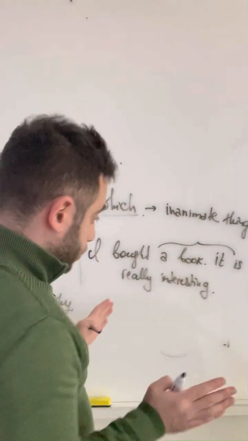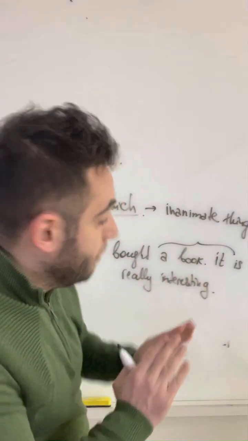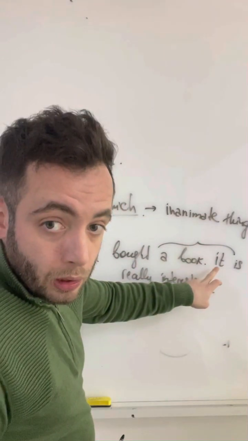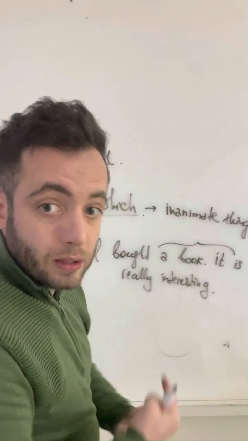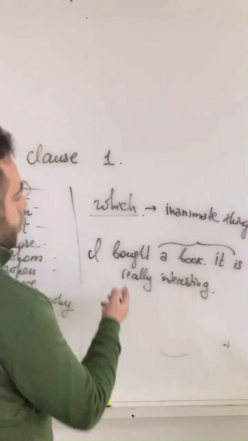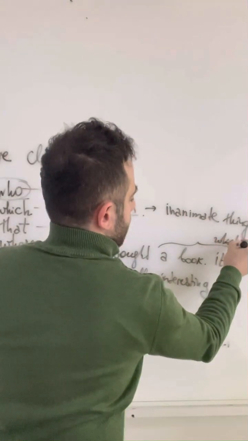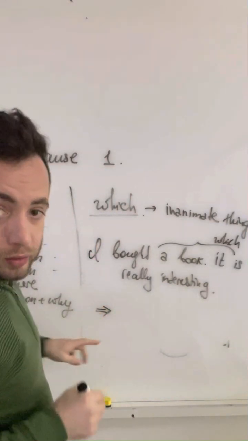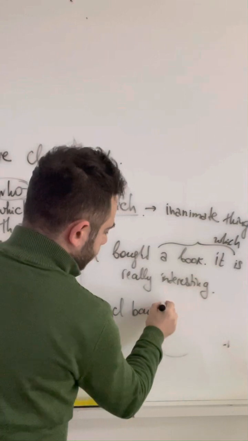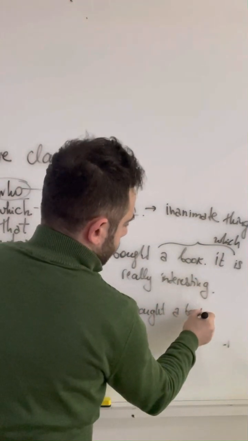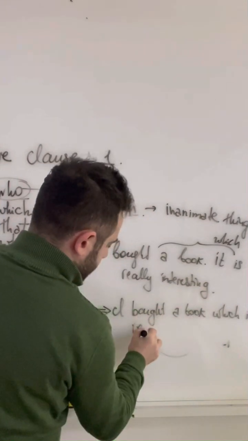So the rule is that we still keep the first noun. We keep the noun. We make the change regarding the pronoun. We replace it with a relative pronoun. So the book is inanimate, so we can write it this way. So now the combination is going to be as follows. I bought a book, which is really interesting.